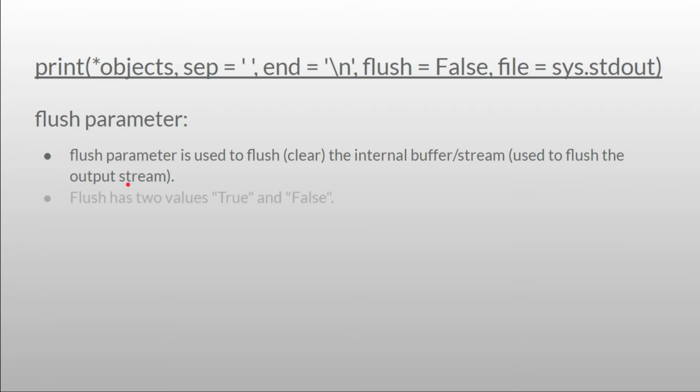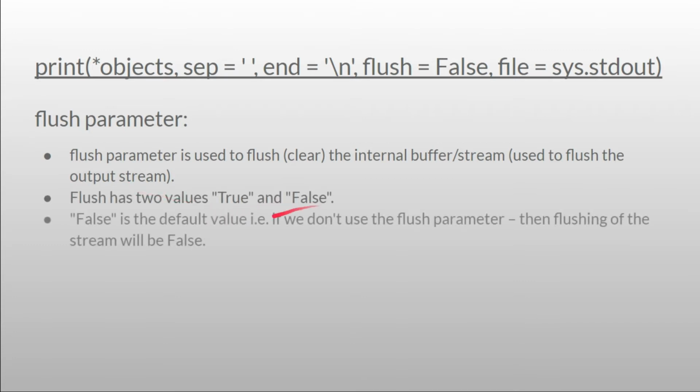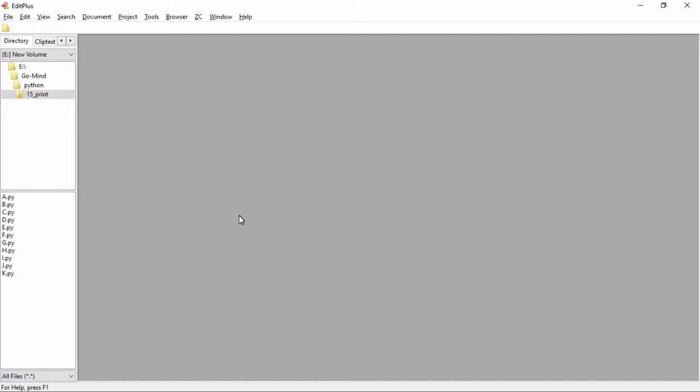Flush has two values, true and false. False is the default value, that is, if we don't use the flush parameter, then flushing of the stream will be false, and if we specify true, the stream flushes. Let's understand with the help of an example.